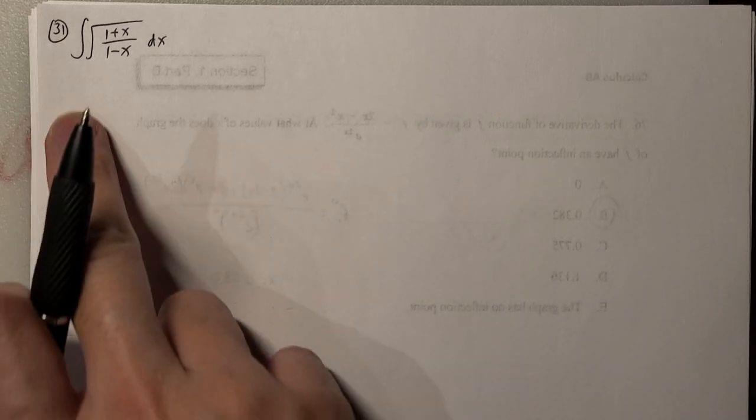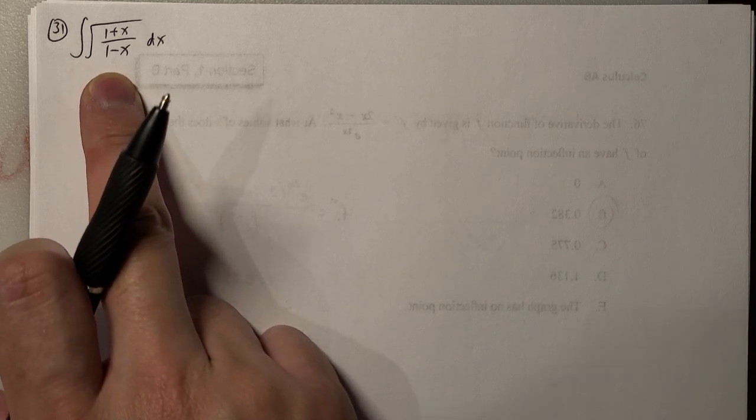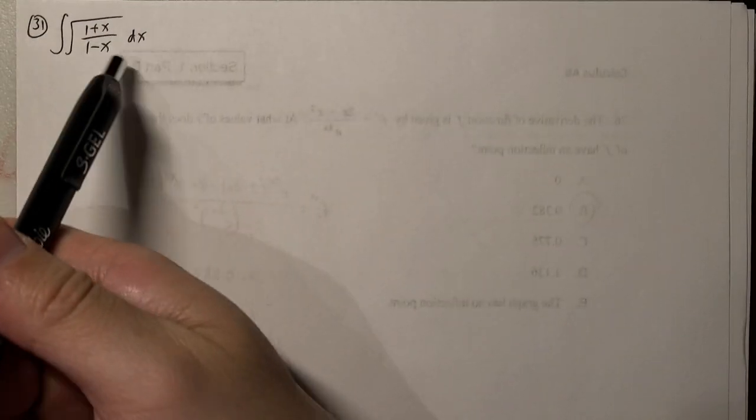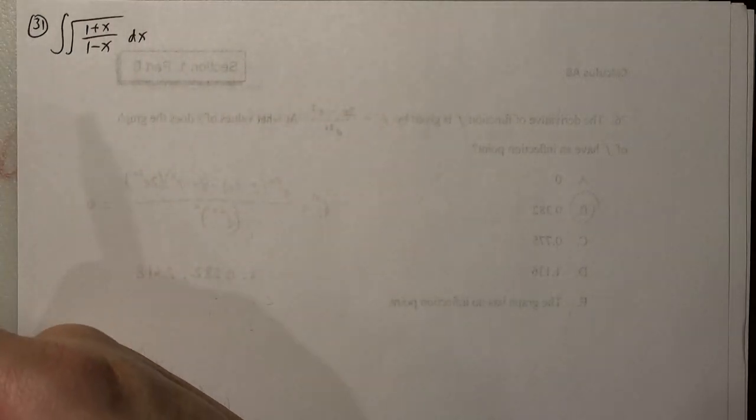Okay, so we have number 31, the integral of the square root of (1 plus x over 1 minus x) dx. How do we approach this? It's not something squared minus something squared, so not a trig sub. Maybe we can force it to be one though, so maybe we can try that.